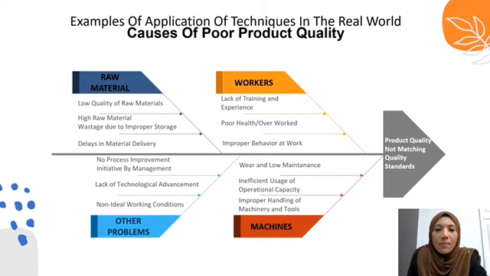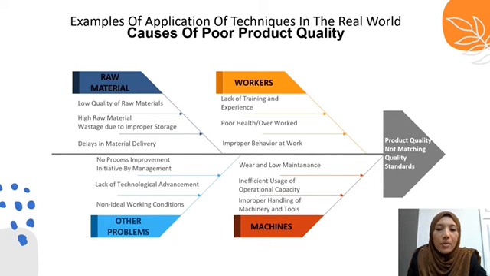For the second step, we define our categories. For example, worker, to capture any worker issue that might cause us to not reach the quality standard; machine, to capture any issue in daily operation itself; raw material, whether it is sufficient enough; and other related problems that can affect the quality standard.